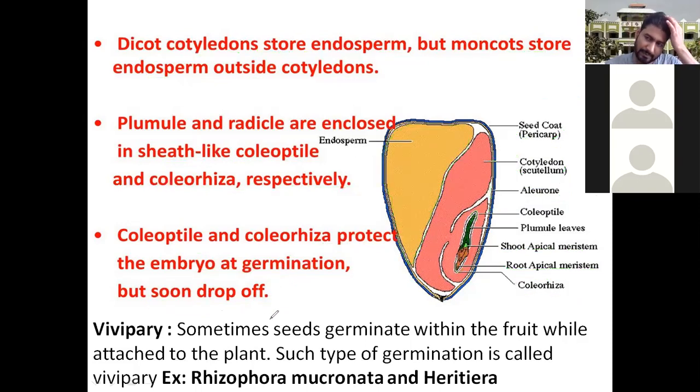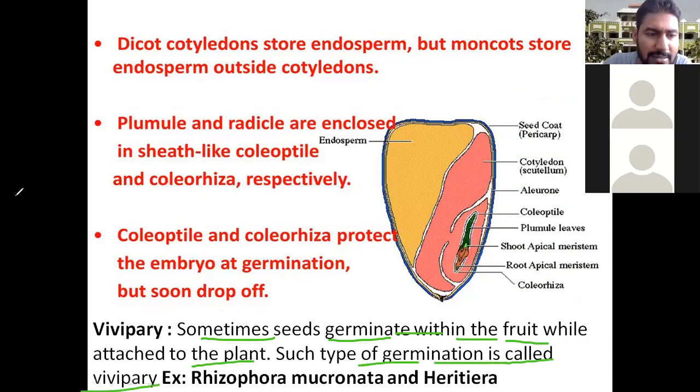Vivipary is a characteristic feature found in the pneumatophore, which is the modification of the dicot root. Clear? Pneumatophore. Sometimes seeds germinate within the fruit while attached to the plant. Such type of germination is called vivipary.